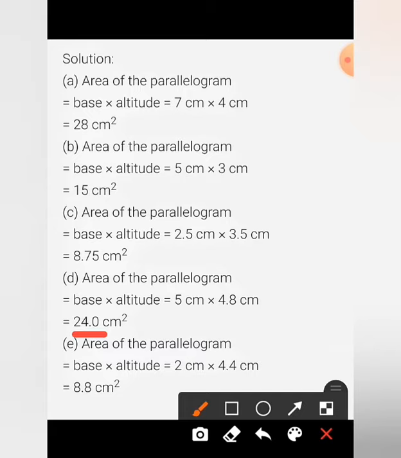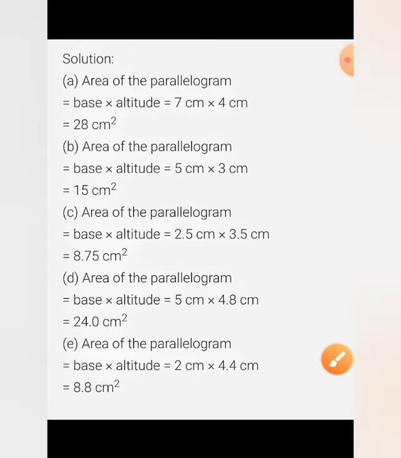Similarly, the last question, again area of parallelogram, base into height. So 2 centimeter into 4.4 centimeter, these both are given in the question, base and height. We will multiply these both and get 8.8 centimeter square. So this was question number 1.